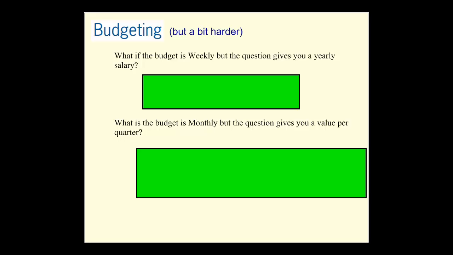So one of those is the length of time that is given to us in any given question. Typically a budget is weekly. That's a nice time frame to plan your money out over. Some might want to do it fortnightly because you get paid fortnightly, so it makes more sense to do it that way. But what happens if the budget is weekly and the question gives you someone's yearly salary? What do you do about that?